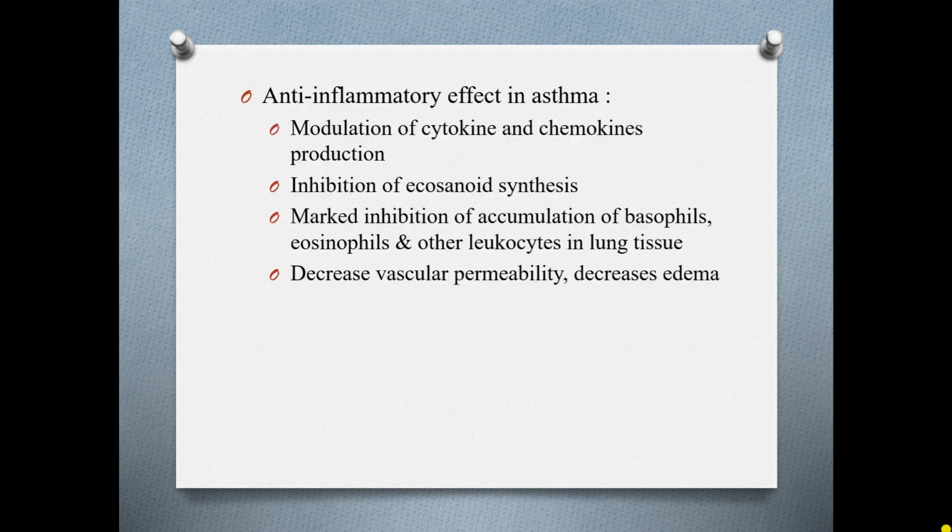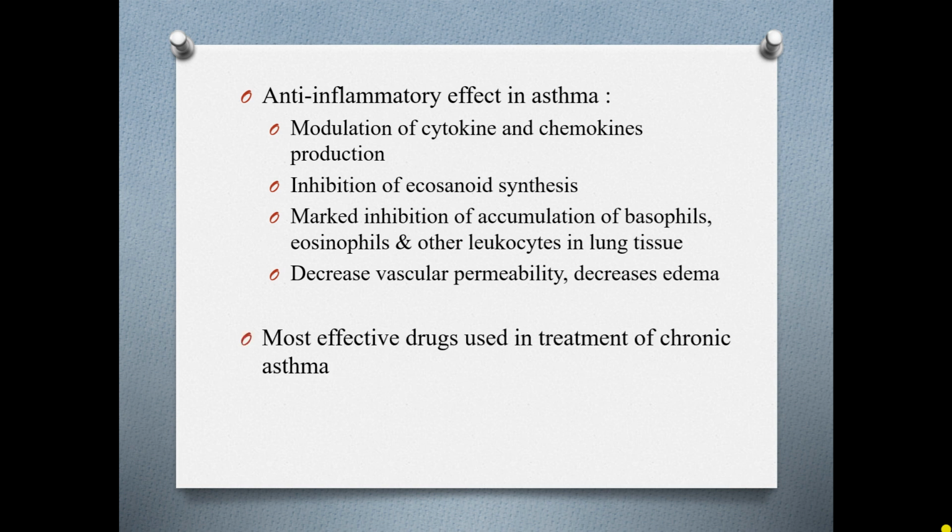So what is the anti-inflammatory effect in asthma? It produces modulation of cytokine and chemokine production. It causes inhibition of eicosanoid synthesis. There is marked inhibition of accumulation of basophils, eosinophils and other leukocytes in the lung tissue. There is decreased vascular permeability and decreased edema with the use of corticosteroids. It is the most effective drug used in the treatment of chronic asthma. In acute asthma, we are mainly focusing on bronchodilation. In chronic asthma, we are mainly focusing on the inflammation part.